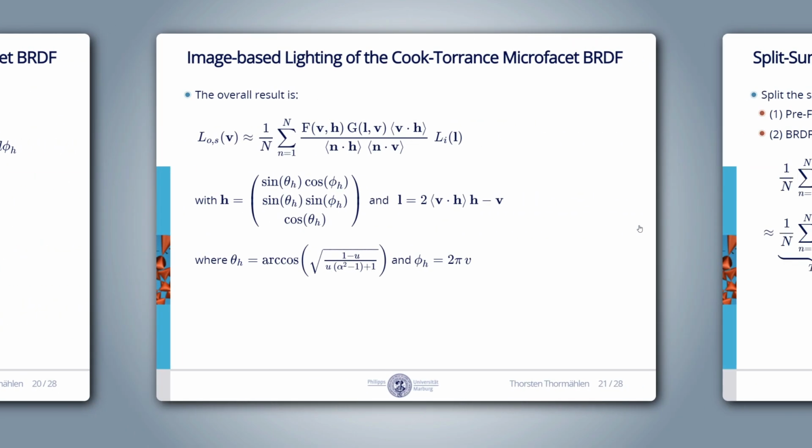Finally, after solving all these problems and integrals, this is our overall result for importance sampling of the specular part of the Cook-Torrance microfacet BRDF. We generate uniformly distributed variables u and v. For each sample we compute theta h and phi h. We compute the half-way vector h in Cartesian coordinates from its spherical coordinates. With h and a given view direction v, we compute the light direction l. Overall, we take capital N samples and compute this sum.